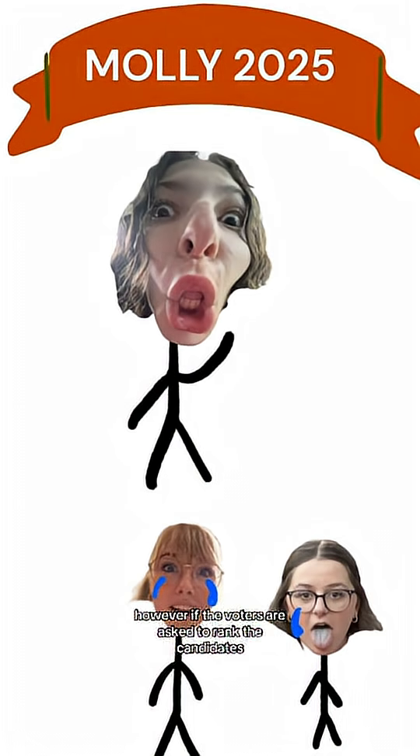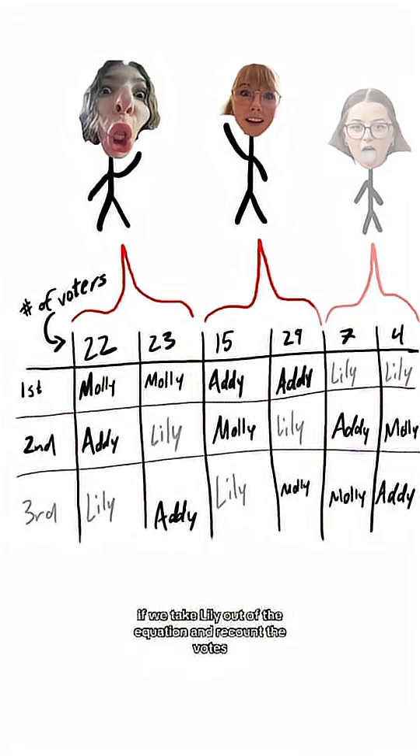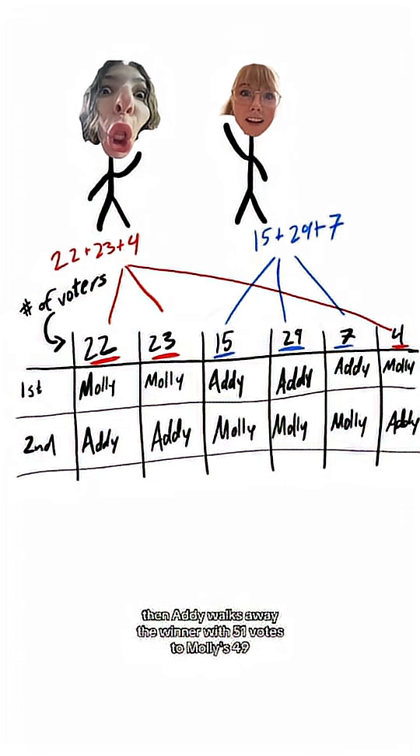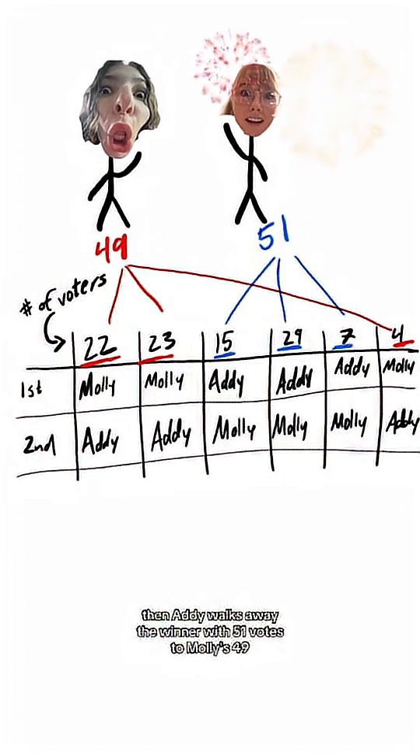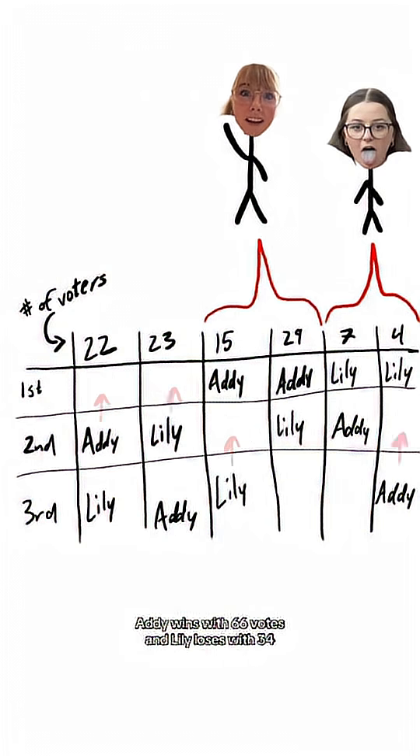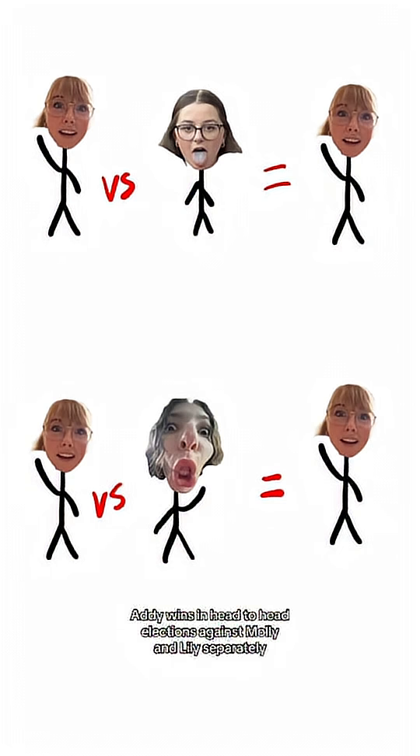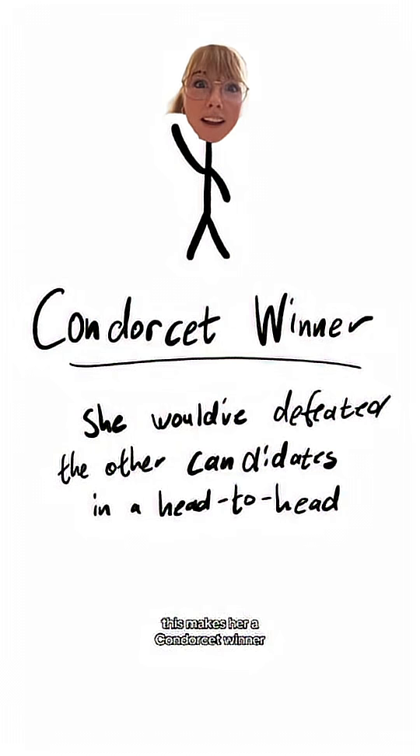However, if the voters are asked to rank the candidates, we can see how this outcome might not have been completely fair. If we take Lily out of the equation and recount the votes, then Addie walks away the winner with 51 votes to Molly's 49. A very similar thing happens when we take away Molly. Addie wins with 66 votes, and Lily loses with 34. Addie wins in head-to-head elections against Molly and Lily separately, but ultimately loses in an election with both of them. This makes her a Condorcet winner, something a fair voting system wouldn't ever have.